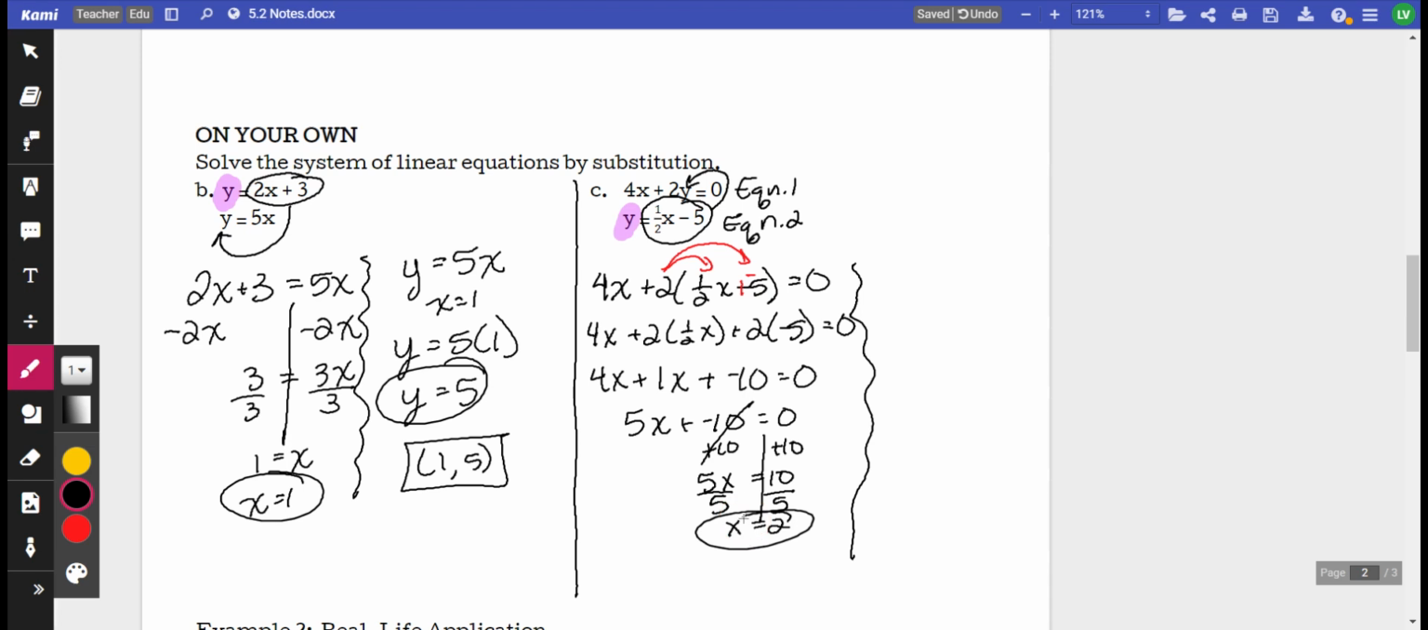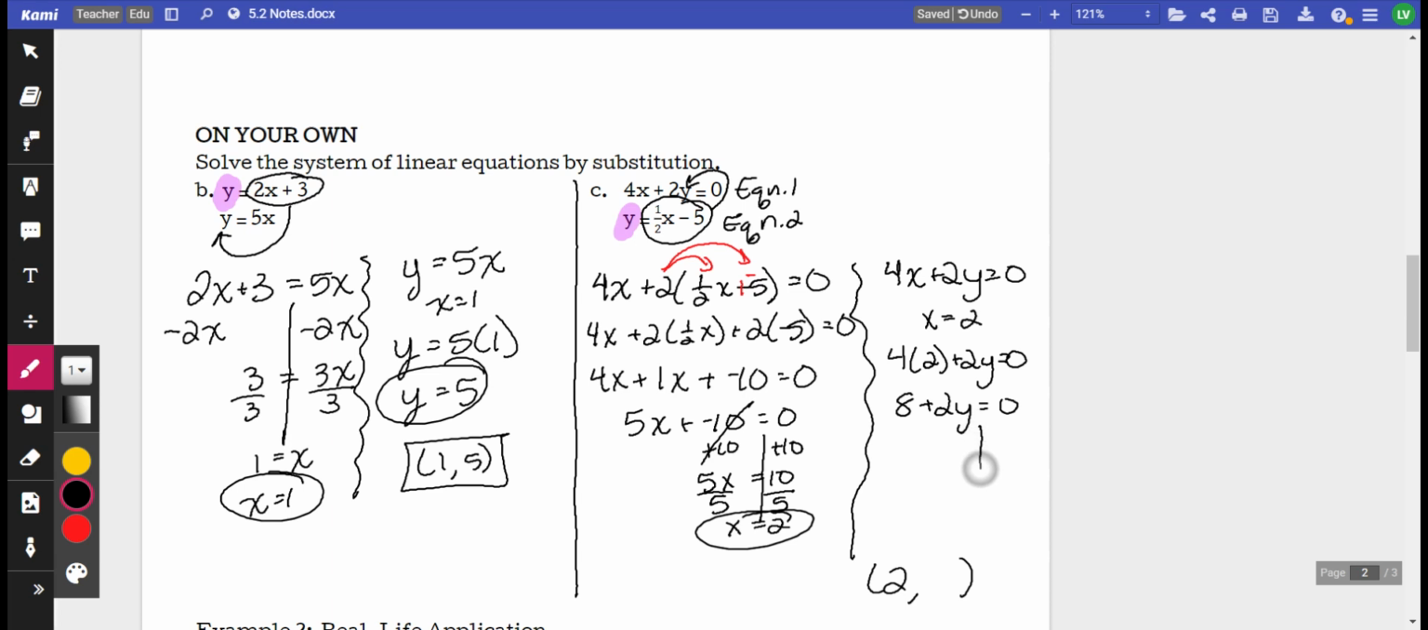Well, I know that x equals 2. Now I've got to solve for my y value. Doesn't matter which equation you plug it into. I'll plug it into my first. 4x plus 2y equals 0. I know x equals 2. 4 times 2 plus 2y equals 0. 8 plus 2y equals 0. I'm going to extend my equal sign, subtract 8 from both sides. 2y equals negative 8. Divide both sides by 2, we get y equals negative 4. So my final answer is 2, negative 4.